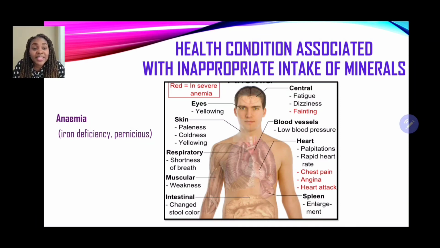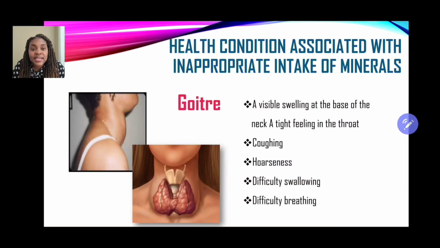Good. Now, as it relates to the spleen, it is enlarged. The stool changes color. There is muscular weakness. There are respiratory issues, and persons will have shortness of breath. As it relates to their skin, it is pale, they get cold easily, and the skin also starts to yellow. Likewise with the eyes, right? So it is very important for us to understand the effects of improper intake of these minerals, and also to include an adequate amount in our diet to prevent deficiency diseases.